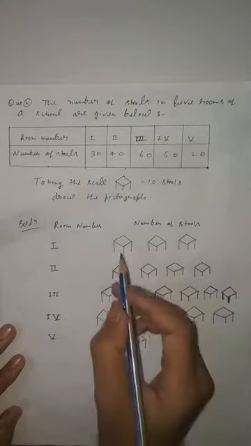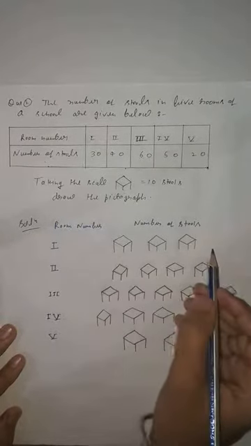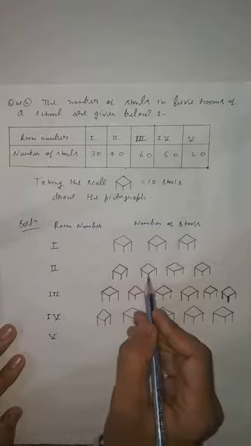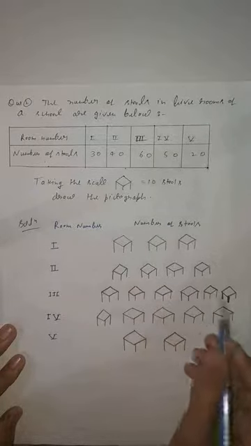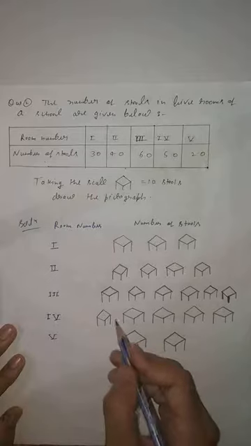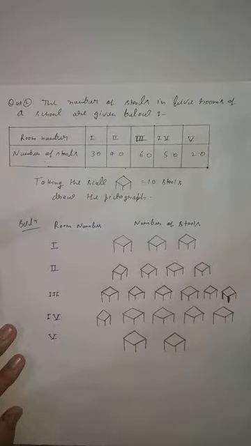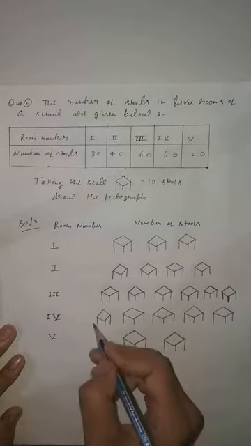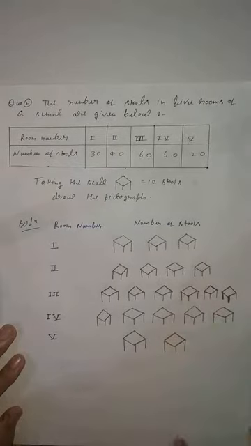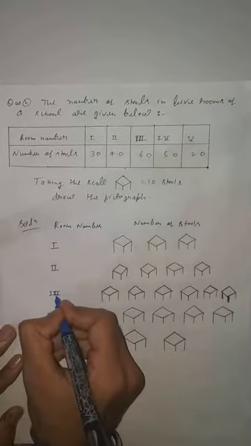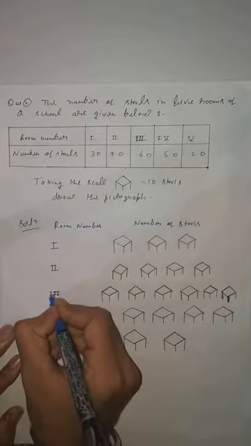Clear, students? So for room 1 you can see 3 means 30. For room 2, 1 2 3 4 means 40. For room 3, 1 2 3 4 5 6 means 60. For room 4, 5 means 50. For room 5, 1 2 means 20. Clear, students? So this is all about your pictograph. Pictograph means representing numbers in the form of pictures.